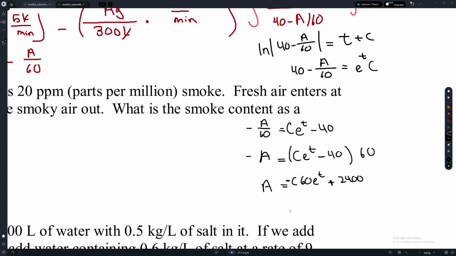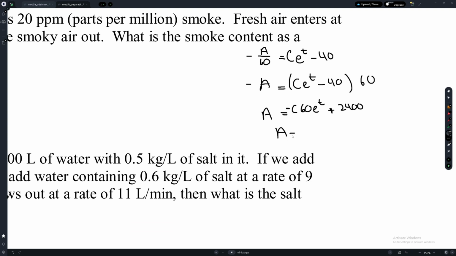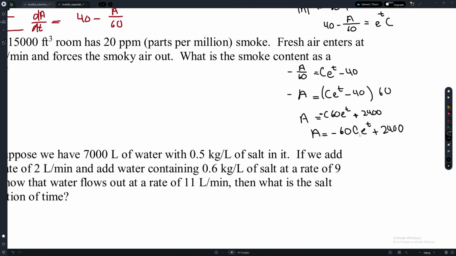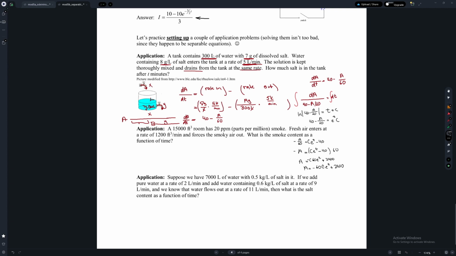So far so good, capiche? To rewrite this: negative 60 c e to the t plus 2400. Now, how can I solve for my constant? It tells me at time 0... sorry, not time 0. We're not dealing with time here. But what we're dealing with is a, so what is this in terms of? Oh, this is actually in terms of time. My bad. Yeah, that is in terms of time. I don't know why I thought not. So a in terms of time is some salt a, right?